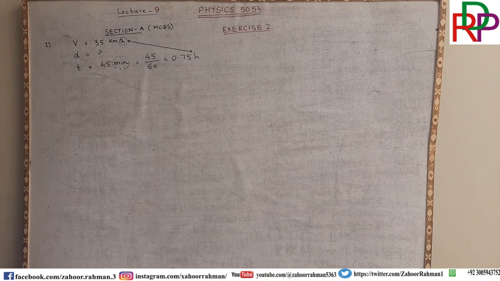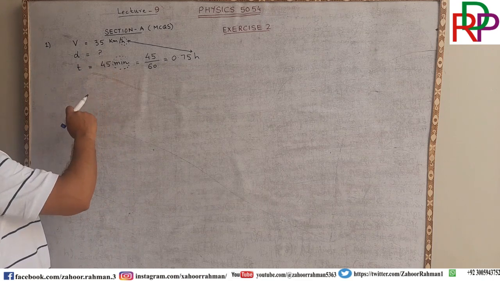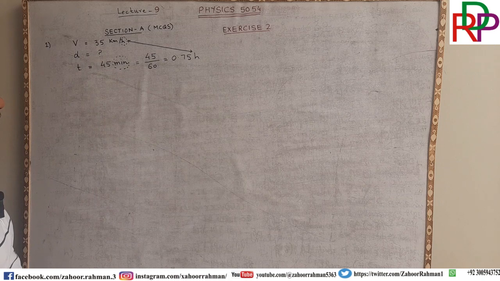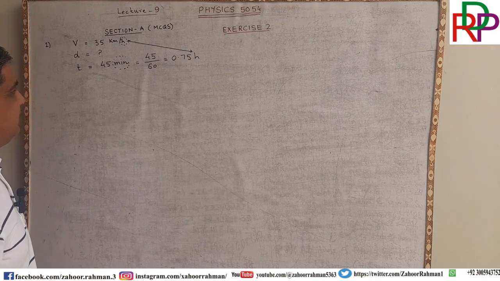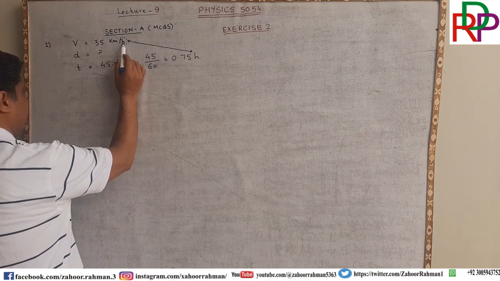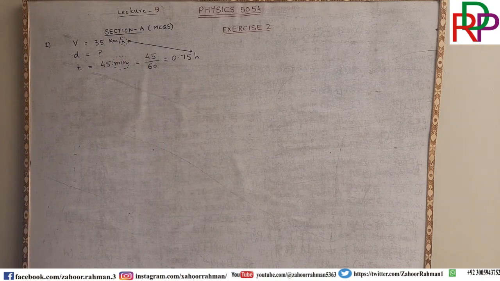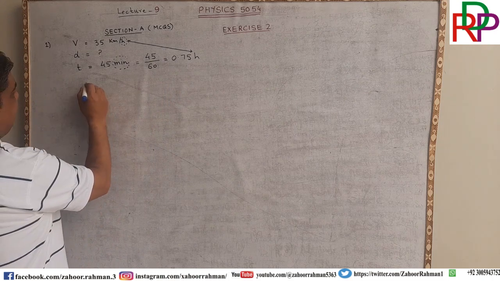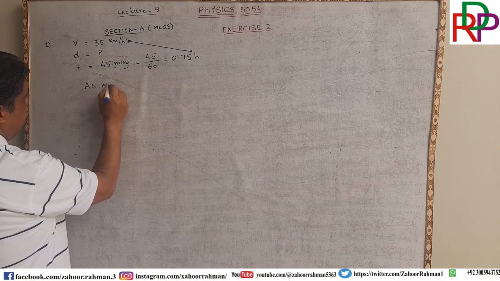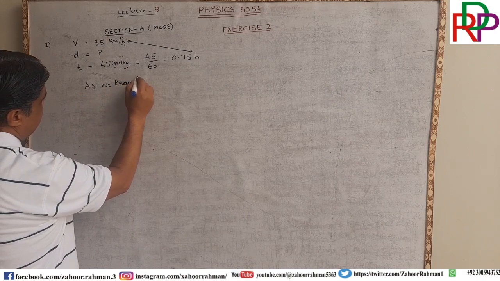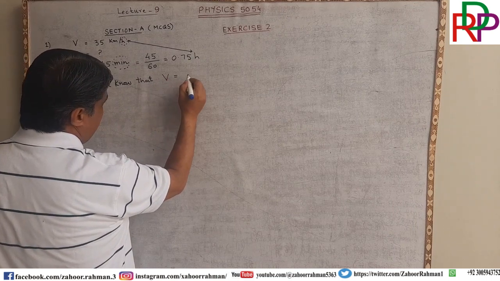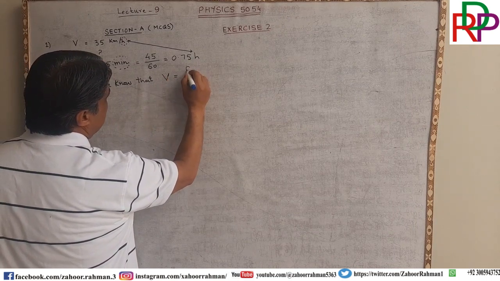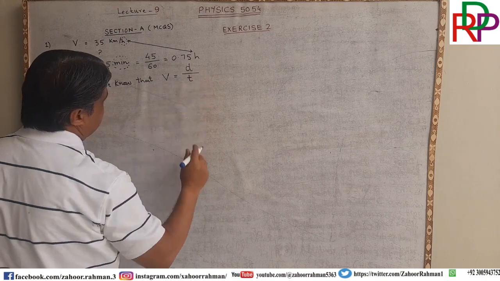The four choices which are given here, you have to go according to those answers. All the answers are given in the kilometer. So if you want to cancel the hour, you have to convert it into the hour. As we know that V is equal to, that is, speed is equal to distance divided by time.